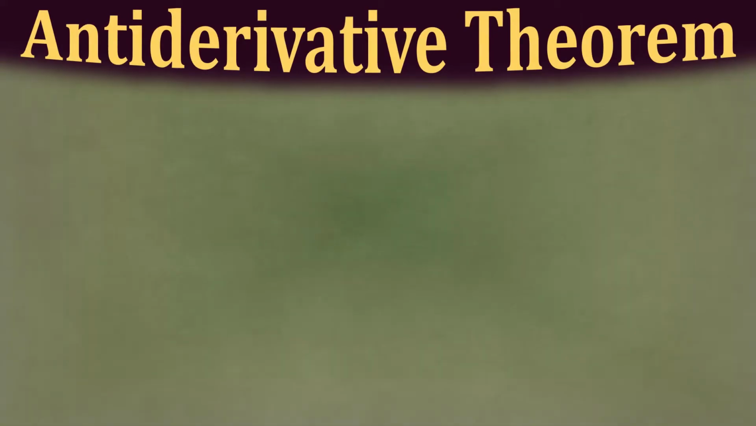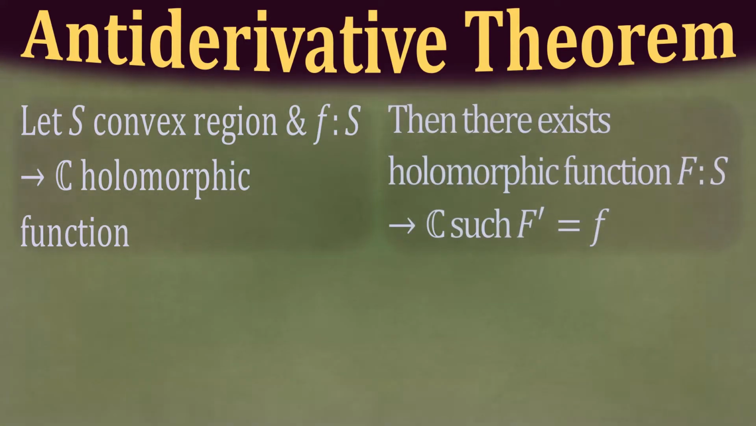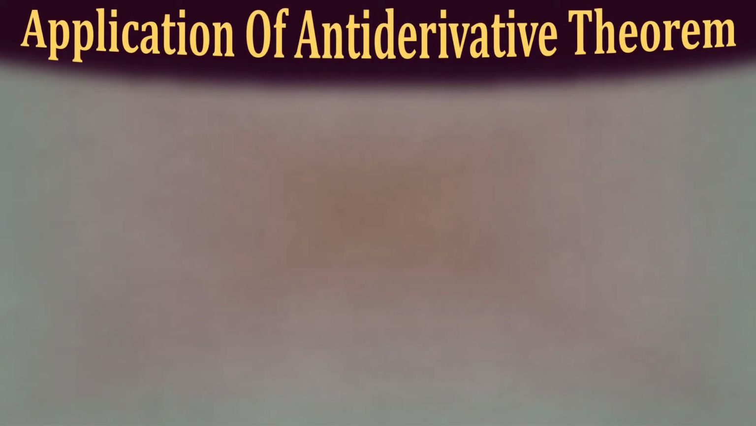Next, let's state the antiderivative theorem. Let S be a convex region, and let f from S to the complex numbers be a holomorphic function. Then there exists a holomorphic function capital F from S to the complex numbers such that capital F dash is equal to f. Then let's give an application of the antiderivative theorem.